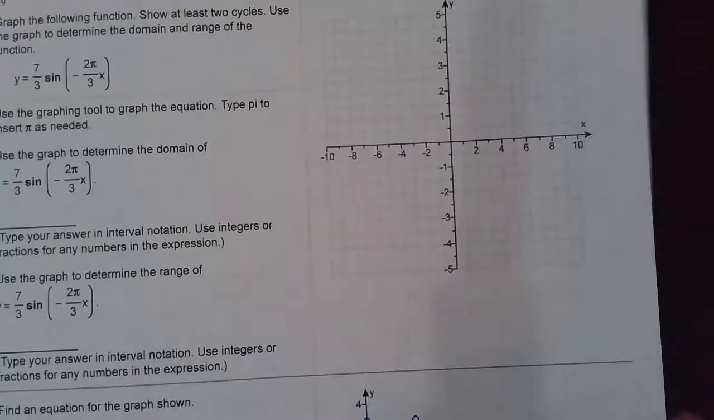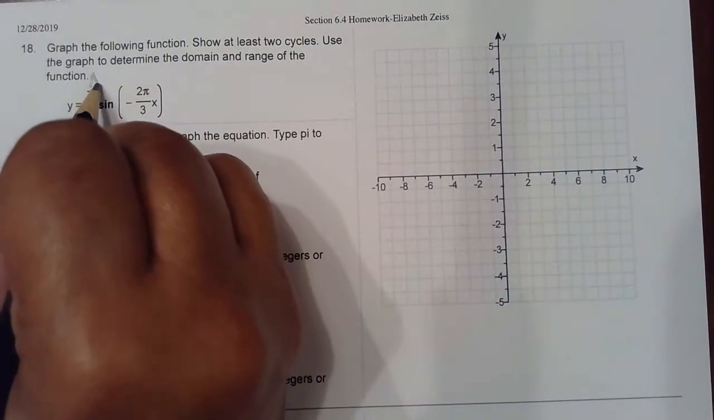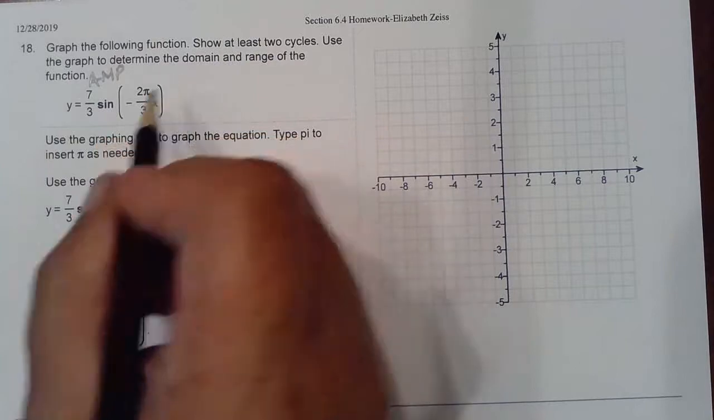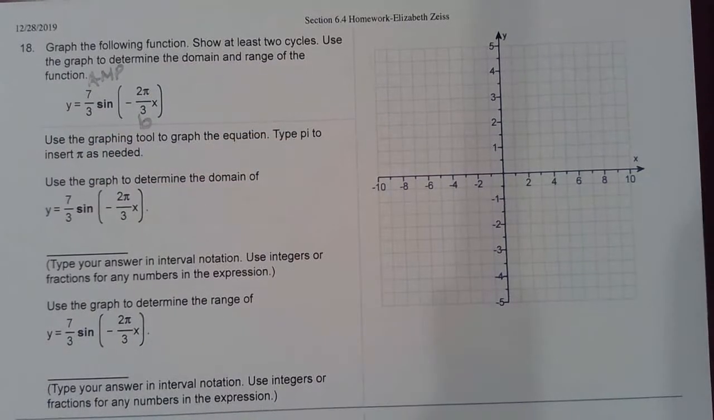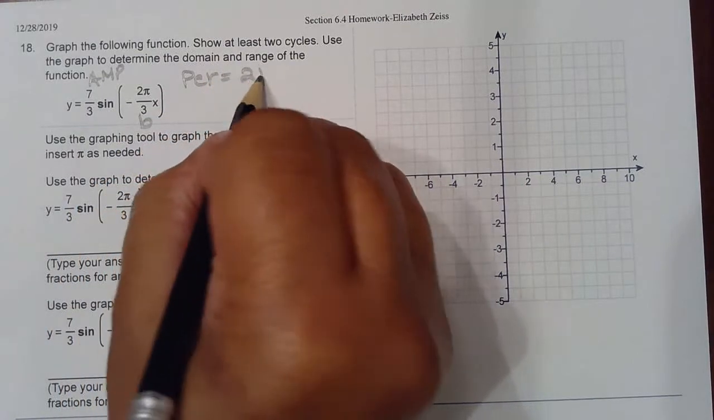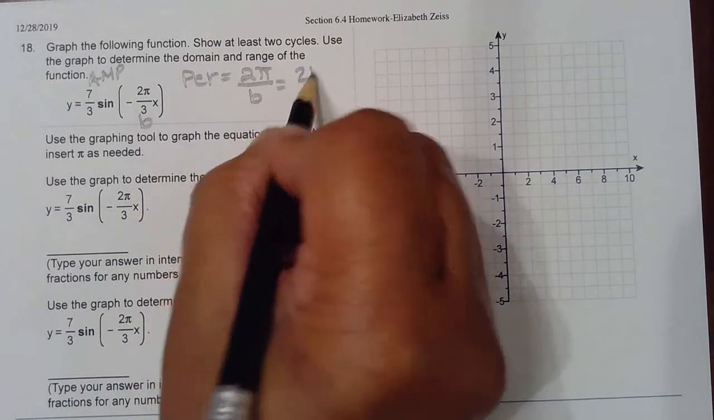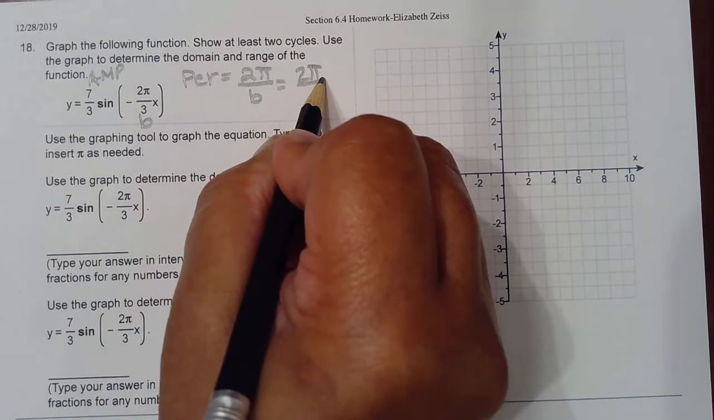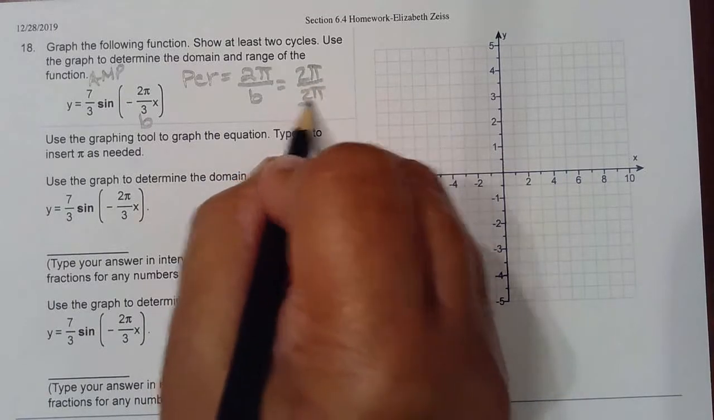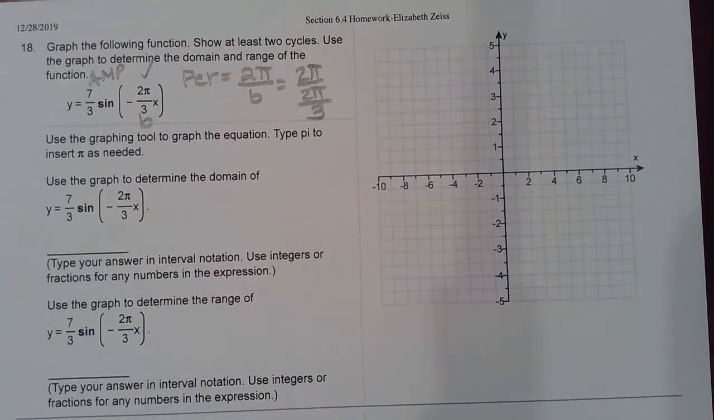Okay, moving to number 18. In problem number 18, your amp is 7/3. Your B value is negative 2 pi over 3. So we're going to begin by doing the period. The period's 2 pi divided by the B value. That's the formula. So it's 2 pi divided by 2 pi over 3. This entire value here, the 2, the pi, the 3, all of that is considered the B value.